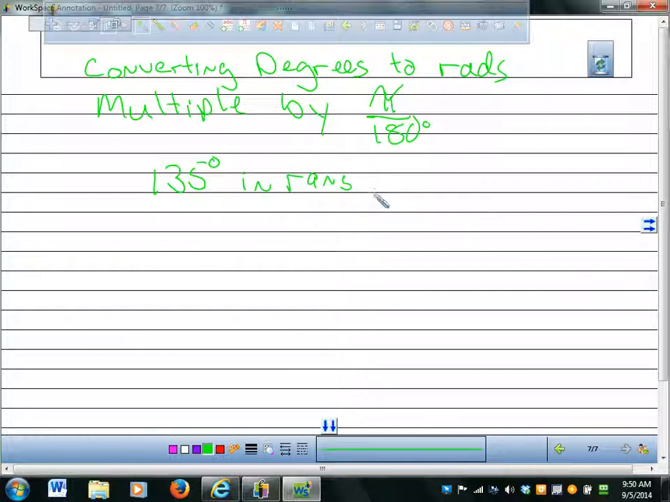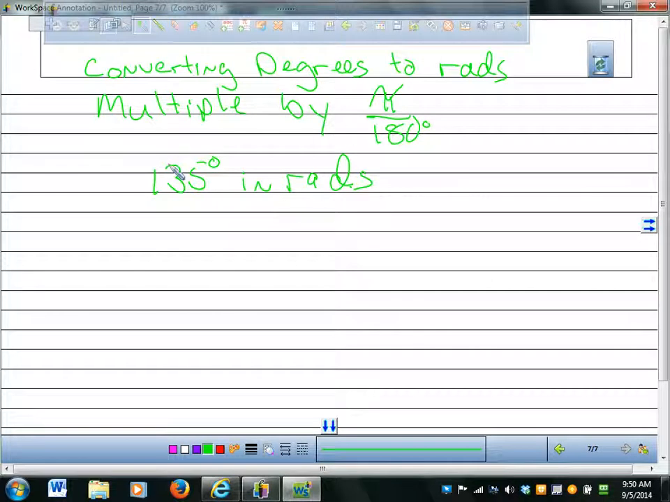Okay, and in rads means, where are you going with your cell phone? What? You just got a text message and you gotta meet someone?